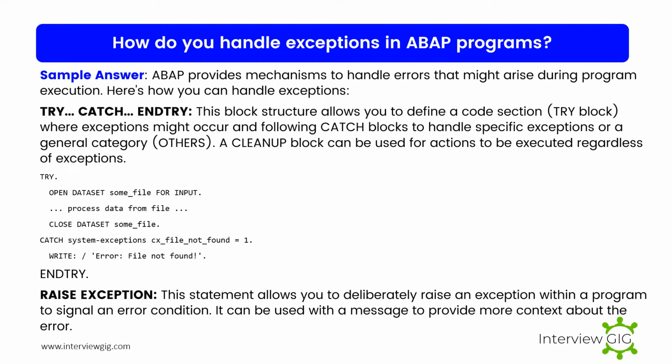How do you handle exceptions in ABAP programs? ABAP provides mechanisms to handle errors that might arise during program execution. Here's how you can handle exceptions. TRY...CATCH...ENDTRY: this block structure allows you to define a code section, the TRY block, where exceptions might occur, followed by CATCH blocks to handle specific exceptions or a general category, others. A CLEANUP block can be used for actions to be executed regardless of exceptions.